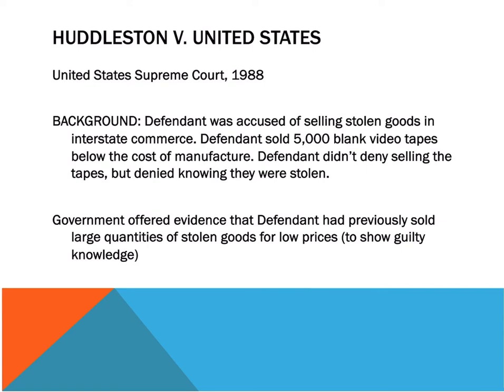In Huddleston v. United States, this is a Supreme Court case from 1988. A defendant was accused of selling stolen goods in interstate commerce. The defendant had sold 5,000 blank videotapes at below cost. The defendant didn't deny selling the tapes, but he did deny knowing that they were stolen. The government offered evidence that the defendant had previously sold large quantities of stolen goods for a low price, and they offered this to show guilty knowledge.